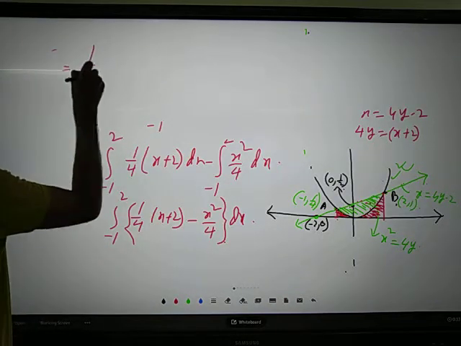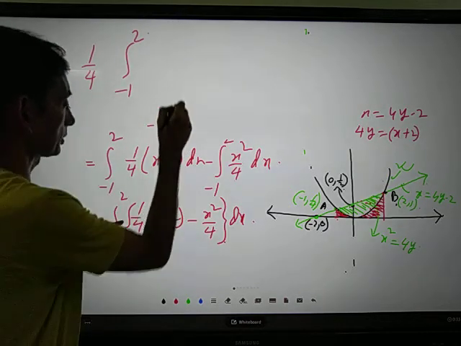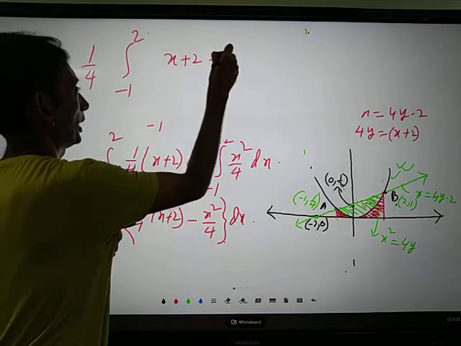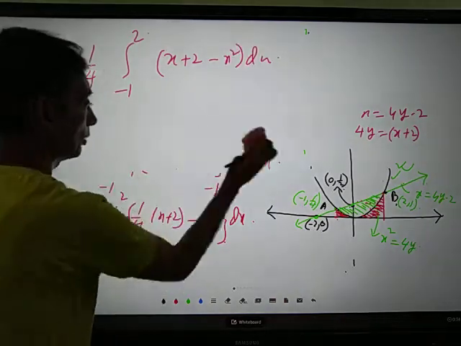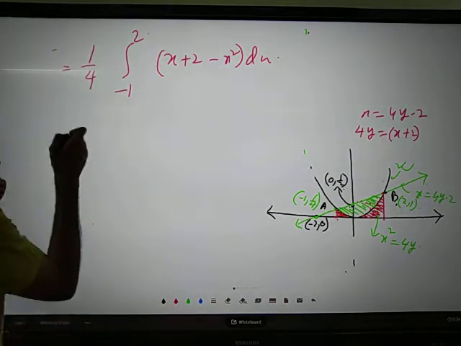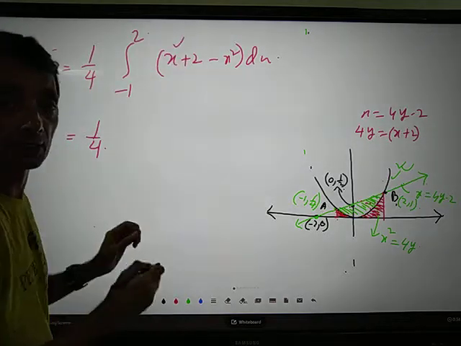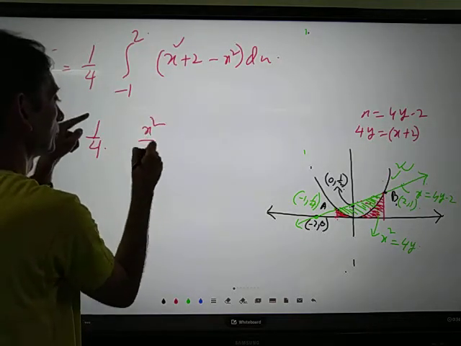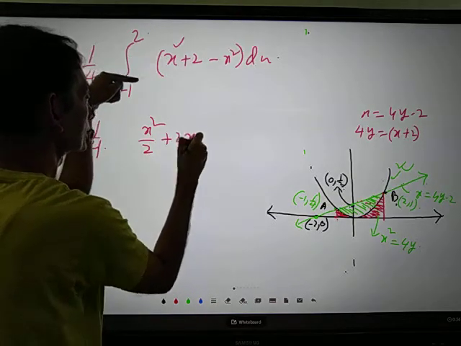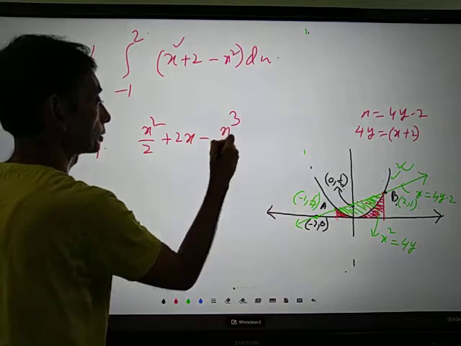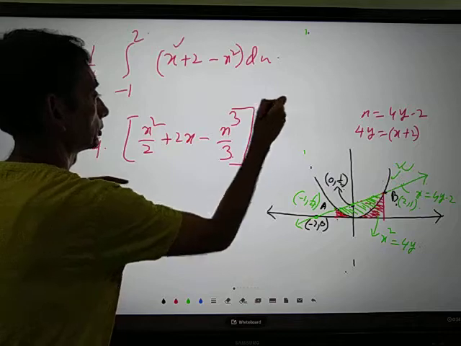We can take 1 by 4 common, from -1 to 2, of x plus 2 minus x squared dx. Okay, we are going to integrate now. This is 1 by 4. The integration of x is x squared by 2, then plus 2 into dx, the integration of dx is x, then the integration of x squared is x cubed by 3, from -1 to 2.